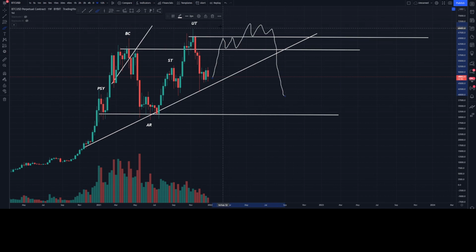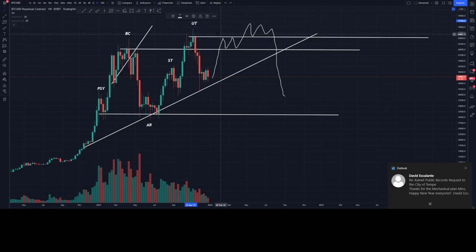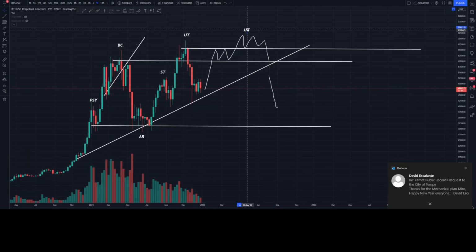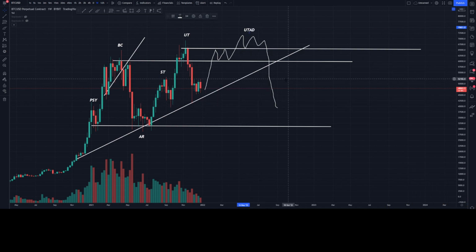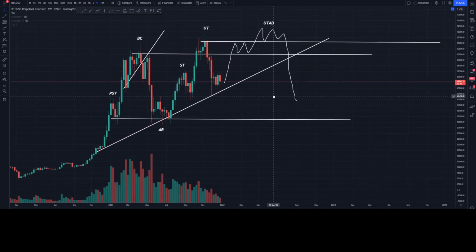That is what I'm looking for. I don't know if it's going to happen. It seems like it's playing out pretty well. This would be the UTAD at the end, and then a series of last preliminary supports as it cascades down.